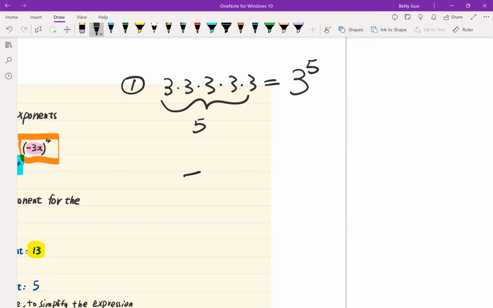What if I give you this? What should you choose? What if the product is 5 times 5 times 5? 5 cubed, yeah, it's different, right? Very good. Number 2.